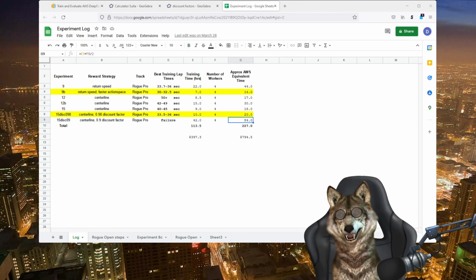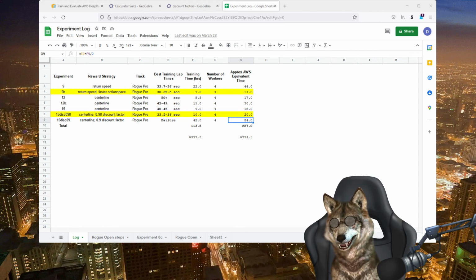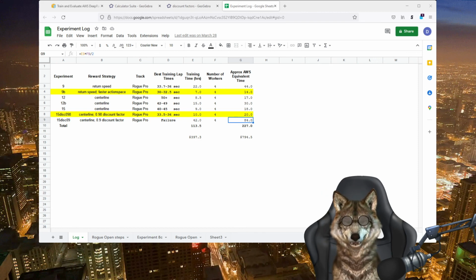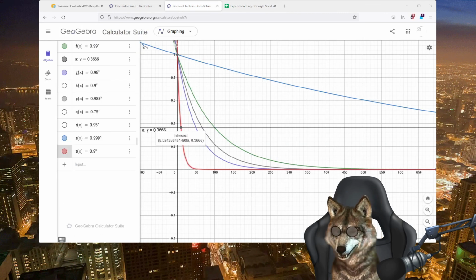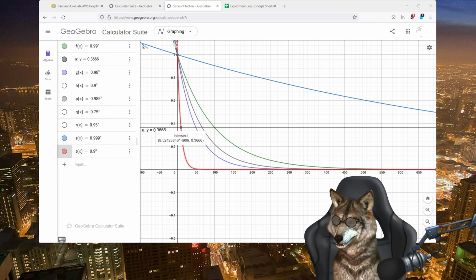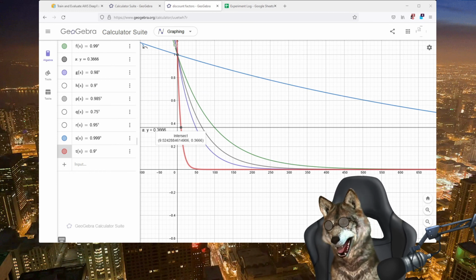So hope this was helpful. Gave you some ideas on how to think about your discount factors. Again, this is what I did. Your mileage may vary.